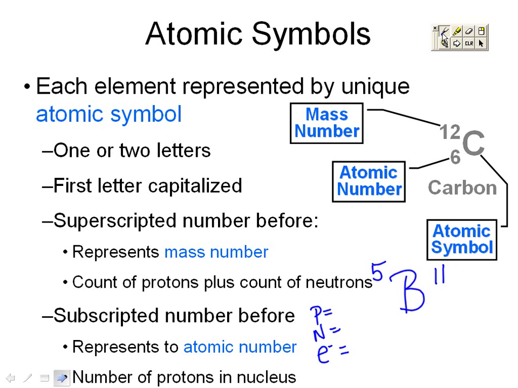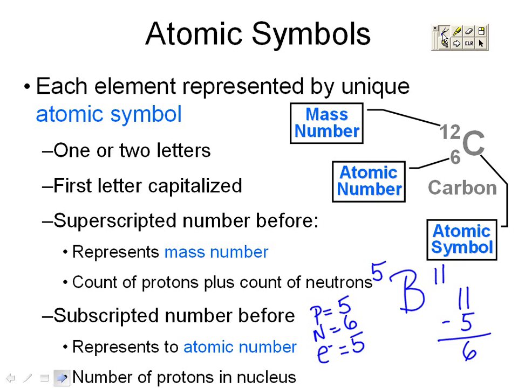You could easily begin by saying there are 5 protons. Electrons must equal that for it to be neutral. Then my math would come into play. 11 minus 5 would be 6. So I have 6 neutrons.